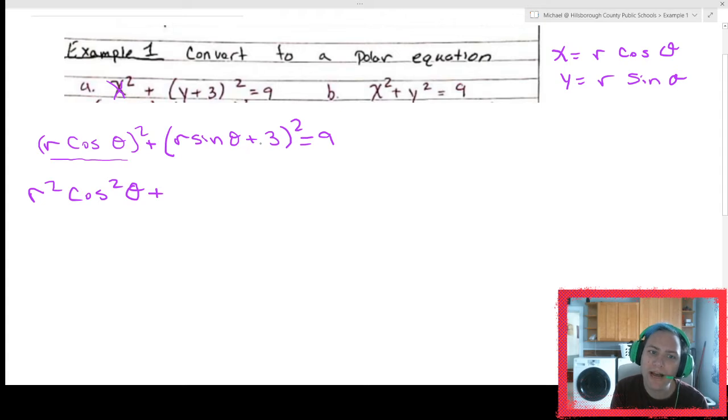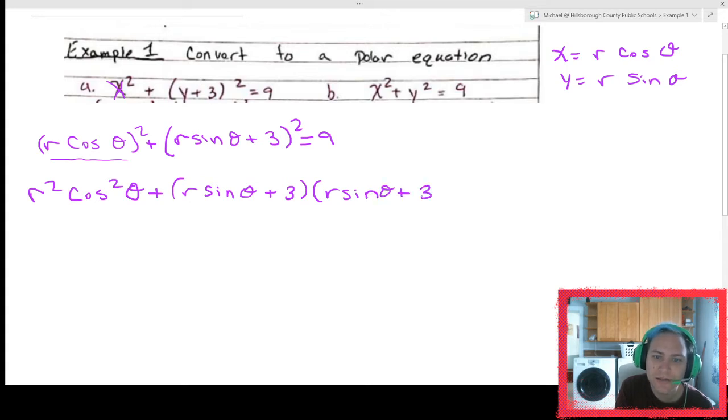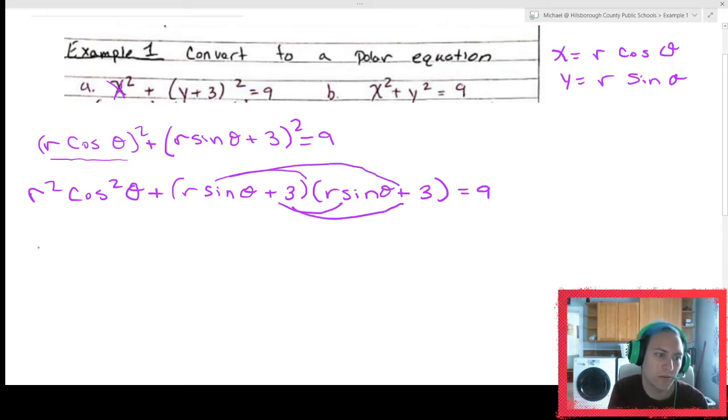But when we have an addition or subtraction problem inside, we have to think about it as it would be written out completely. R sine of theta plus 3 times r sine of theta plus 3 again equals 9, which ultimately means I'm going to have to distribute this here, and then distribute the 3 here and here. Do our FOIL method.